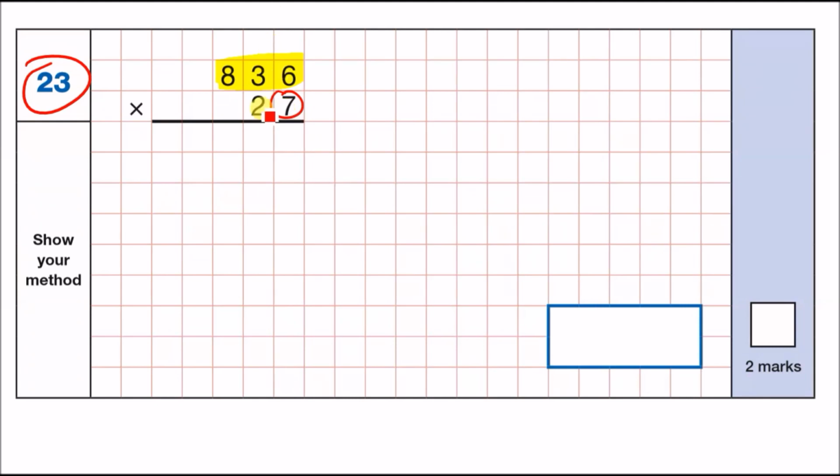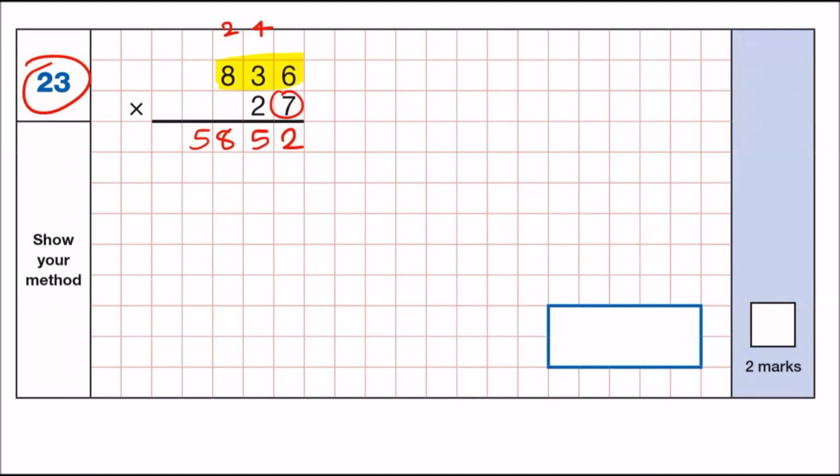So let's do it. First things first, we're going to do 7 times 6. That should give us 42. So we put 2 here and then carry the 4. Next, we do 7 times 3, which is 21. 21 plus 4 is 25. So 5 and carry the 2. And lastly, we do 7 times 8, and that should give us 56. And you add 2 more, which will be 58. Because there are no more digits, we just write 58 here.